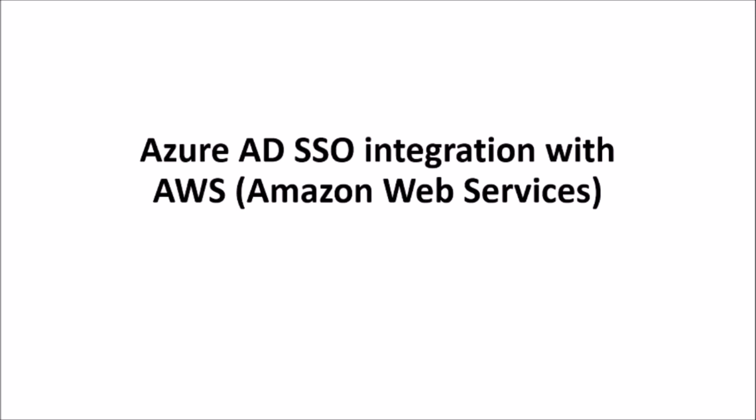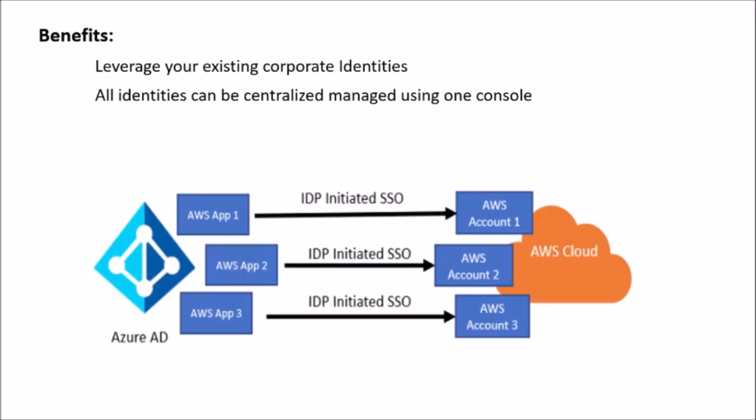In today's session, we will discuss how Azure AD SSO integration can be done with Amazon Web Services. Let's talk about the benefits first. One of the major benefits with this integration is that you can leverage your existing corporate identities to allow access to AWS services. Also, all the identities can be centrally managed using one console, which is portal.azure.com. So you can manage all your identities from the Azure Active Directory and you don't need to create separate accounts for individual users in AWS.